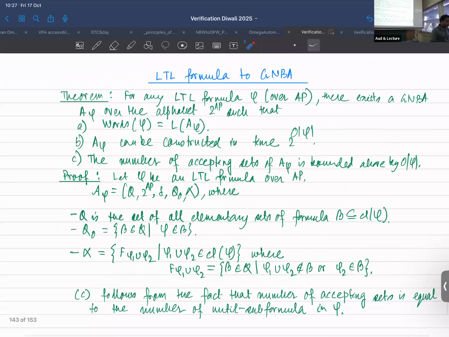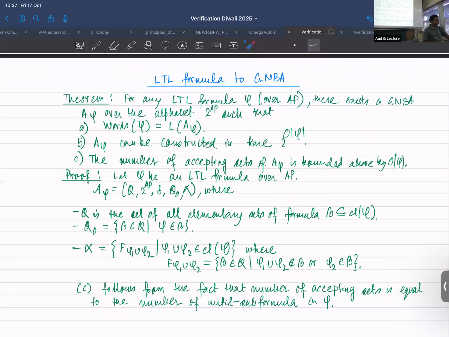So now let's try to define the automaton. So we understood what the states are. Now in the automaton, what else do we have? We will have the transitions. We will also have the alpha, like the set of good states, right? So we are going to define this automaton A5 over the alphabet, the power set of the set of atomic propositions.